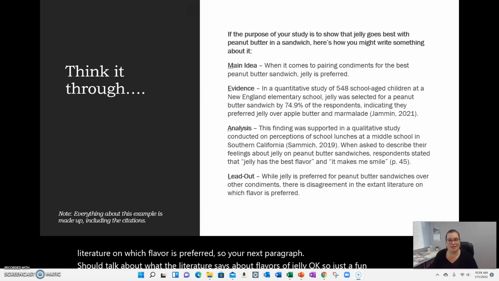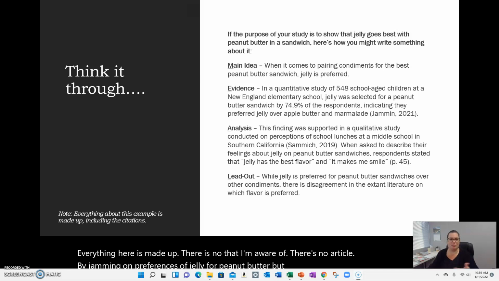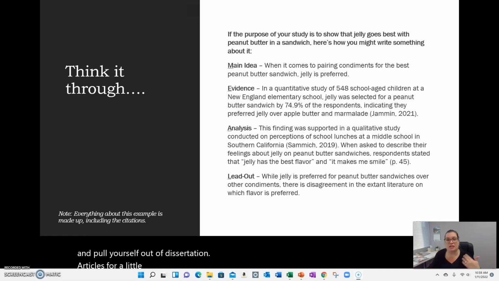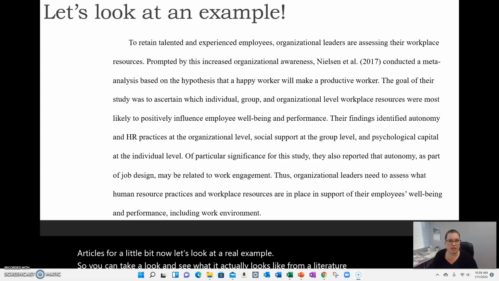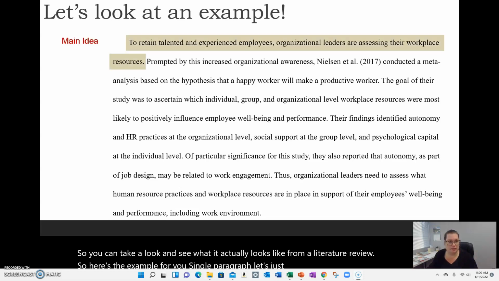Everything here is made up. There is no, that I'm aware of, there's no article by Jamin on preferences of jelly for peanut butter. But it's fun to kind of think it through and pull yourself out of dissertation articles for a little bit. Now let's look at a real example. So you can take a look and see what it actually looks like from a literature review. Okay, so here's the example for you. Single paragraph. Let's just break down each of the sections, okay?